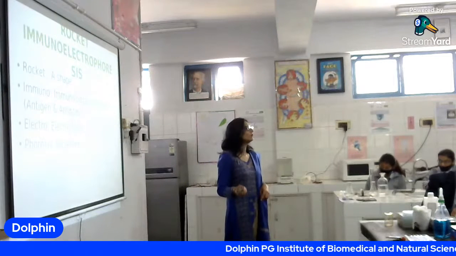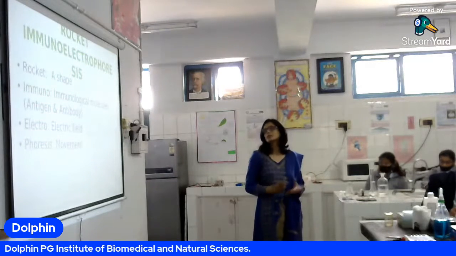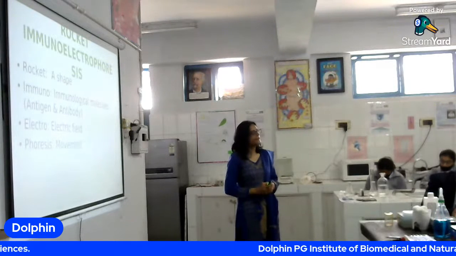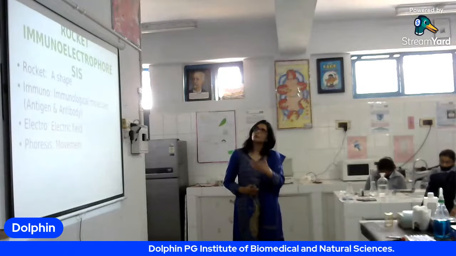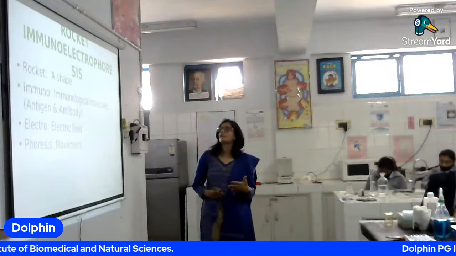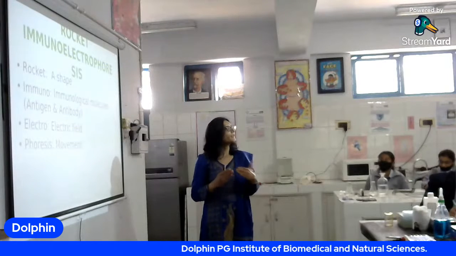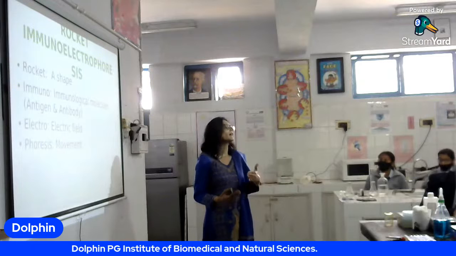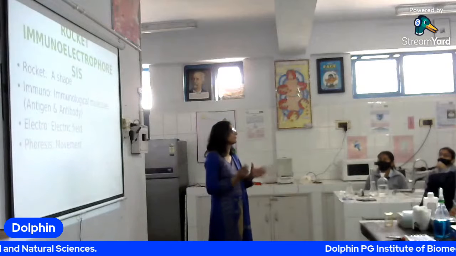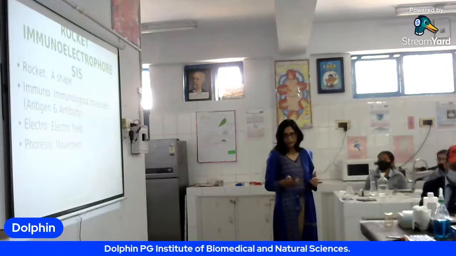Then immuno involves the immunological molecules, here the antigen and the antibody. The electro is for electric field and phoresis is for the movement. So if we join everything, here we are seeing the movement of the antigen and antibody, and as we see, this is under the influence of the current, under the influence of the electric field. So when they interact, they will produce something like a rocket. So that's why this is called rocket immuno electrophoresis.